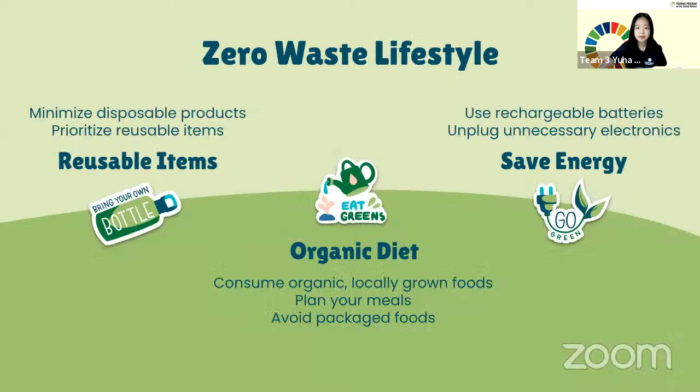To elaborate, first of all, we should minimize disposable products and prioritize reusable items. And secondly, we should adopt an organic diet by consuming organic, locally grown foods, plan our meals, and avoid packaged foods. And lastly, we should try to save energy by using rechargeable batteries and unplugging unnecessary electronics. Through these efforts in our daily lives, we can reduce our carbon footprint and contribute to reducing greenhouse gas emissions.